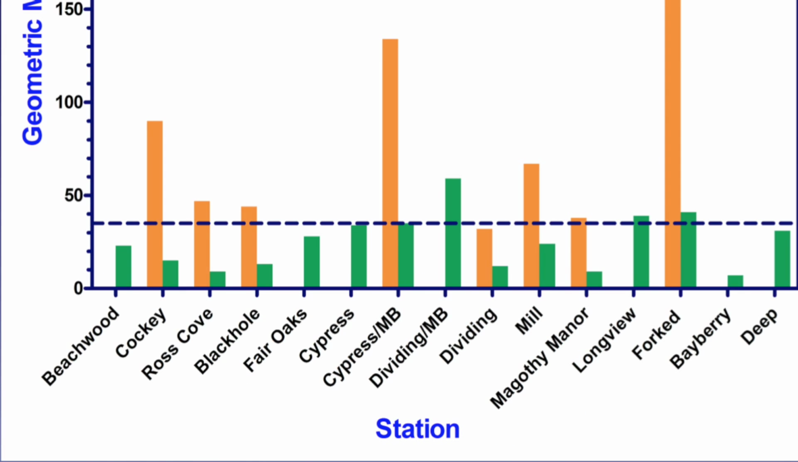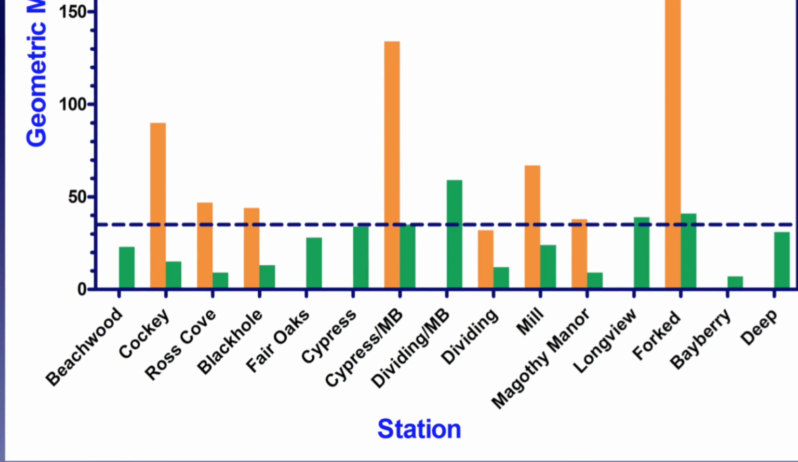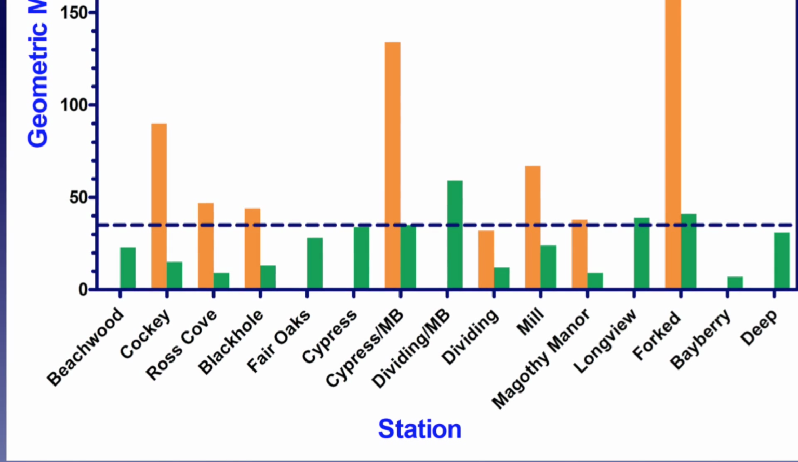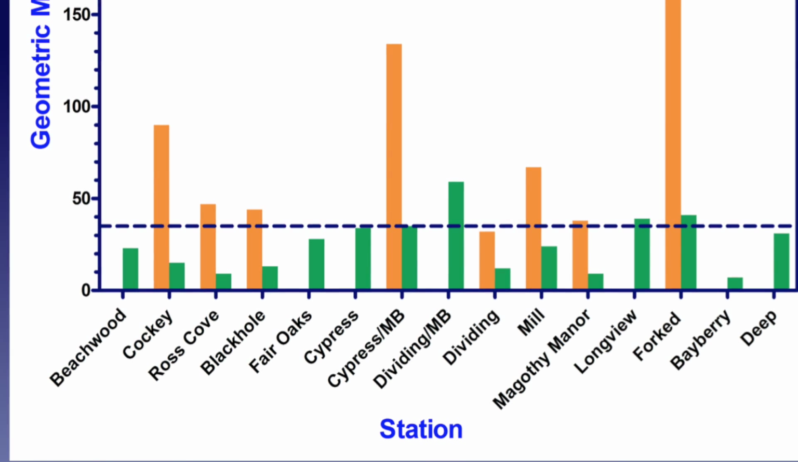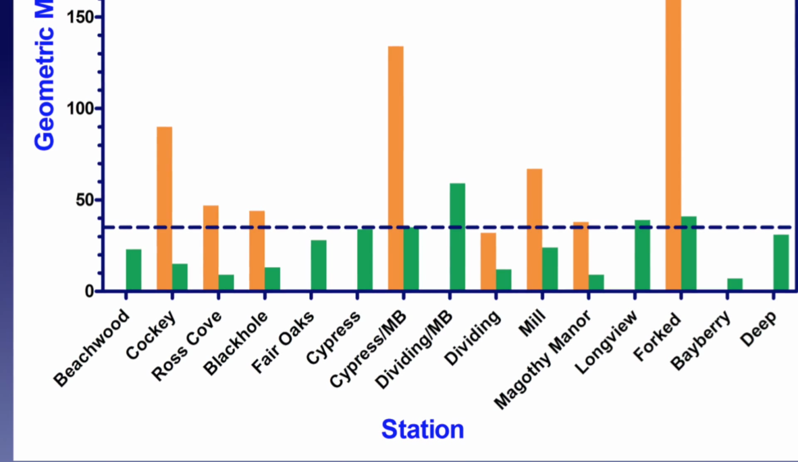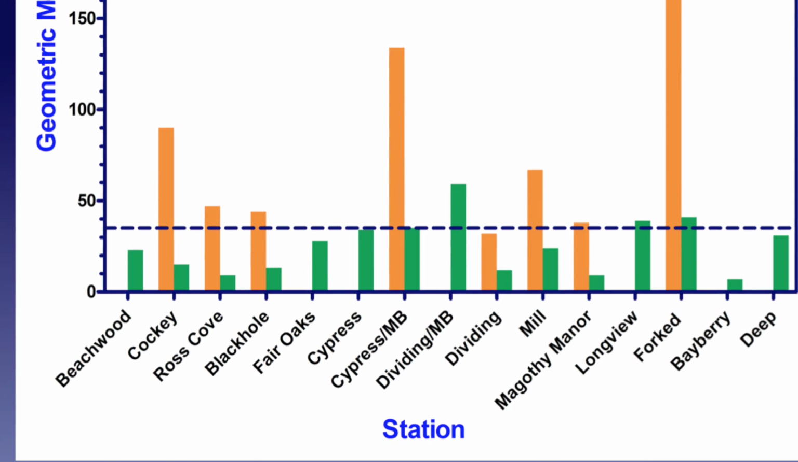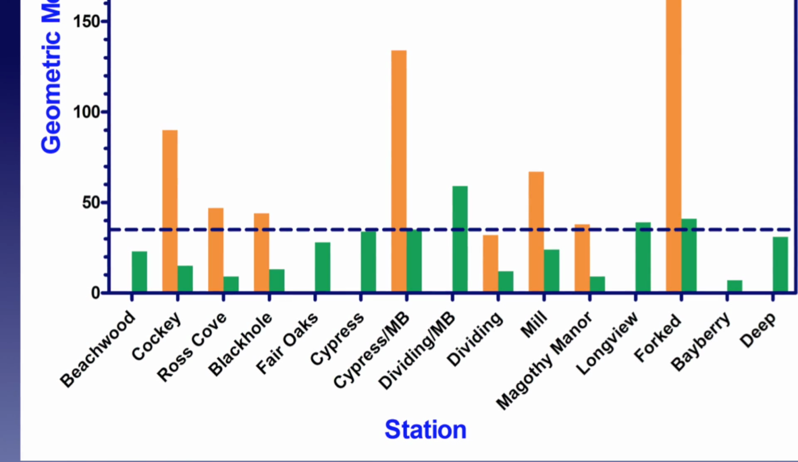So, what I've expressed here, the data are as the geometric mean. So basically this is a way to smooth out the extremely variable data that bacteria give us. Because bacteria can be very, very high one week and then lower the following week, we calculate this geometric mean to give a more smoothed value that is easier to interpret. And when we use the geometric mean for our scale here, 35 is the cutoff for safe swimming.